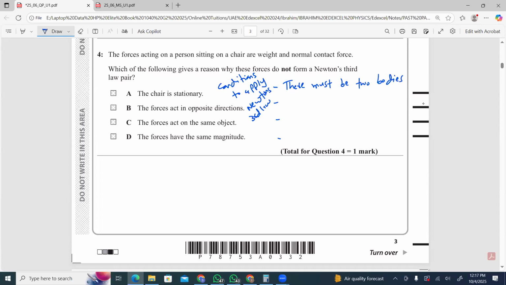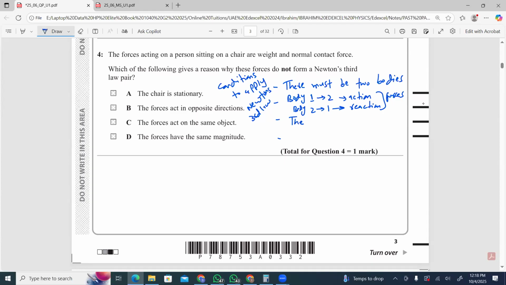Second, body 1 acts on body 2. That will be the action. And then body 2 will do the reaction on body 1. So that will be the reaction. So these forces, there are two forces, action and reaction.